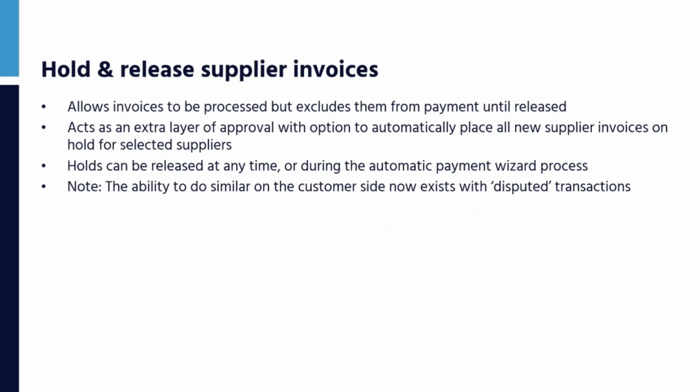There is also the ability to hold and release supplier invoices. This isn't strictly related to cash, but if you are looking at things like the automatic payments, there is a little bit of extra protection here. So you can hold individual invoices. You can actually set a supplier up so that whenever we get an invoice, we want that to be held back from payment. So there's another process that someone needs to go through to release those invoices and approve them for payment.